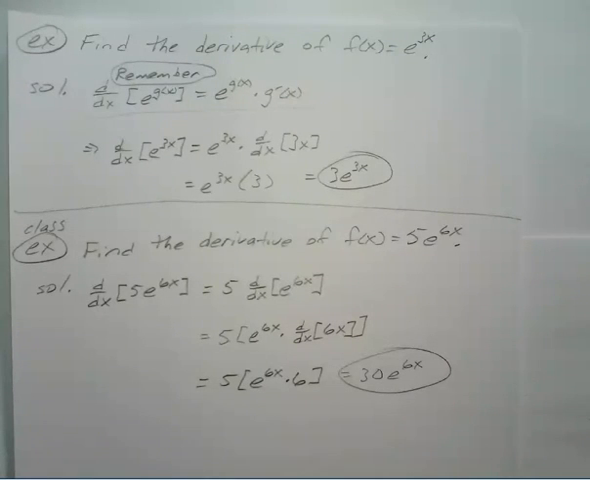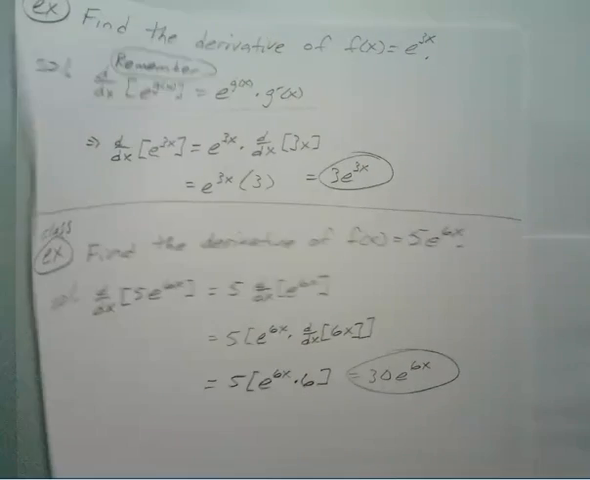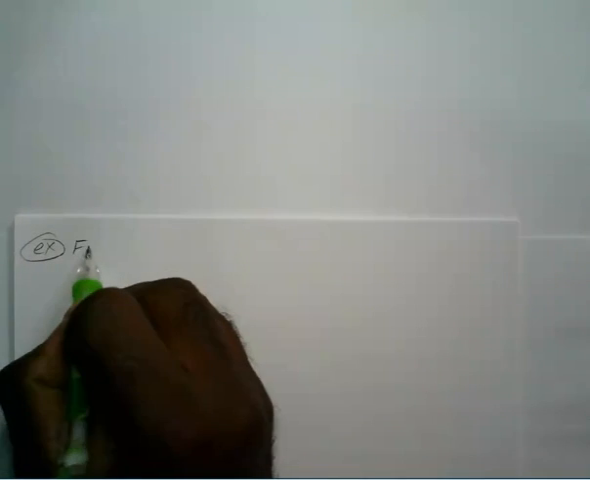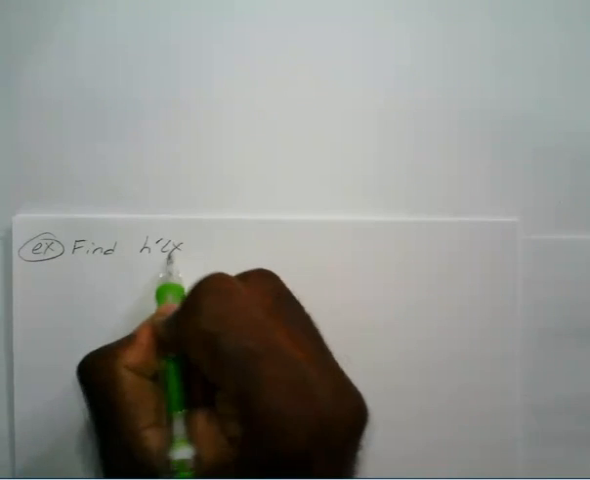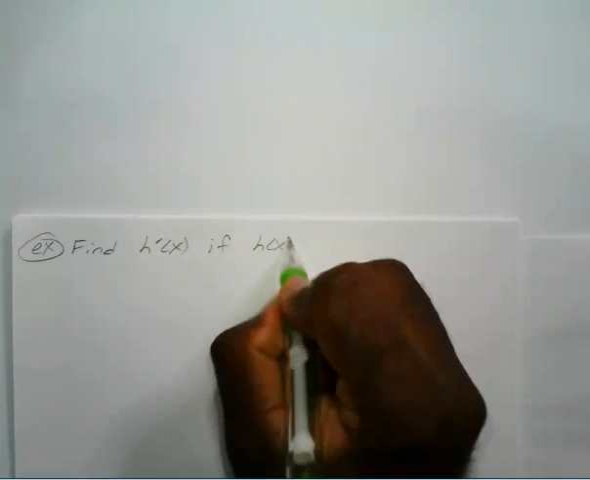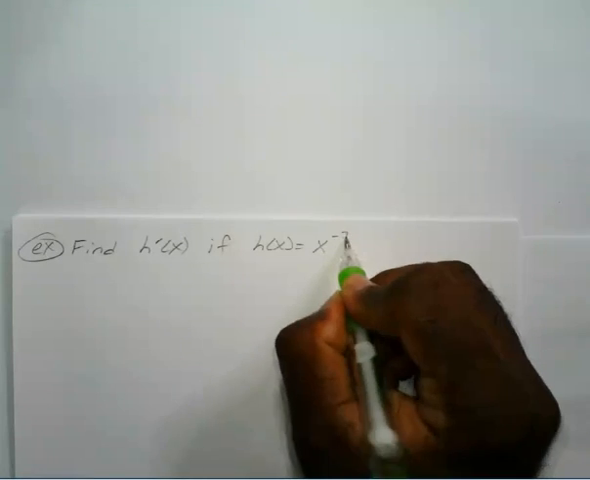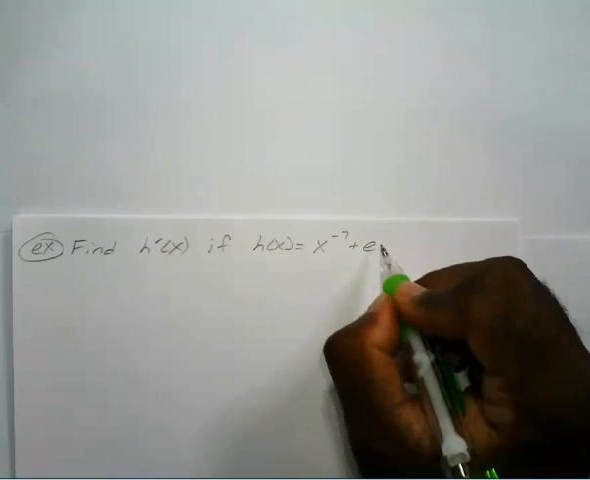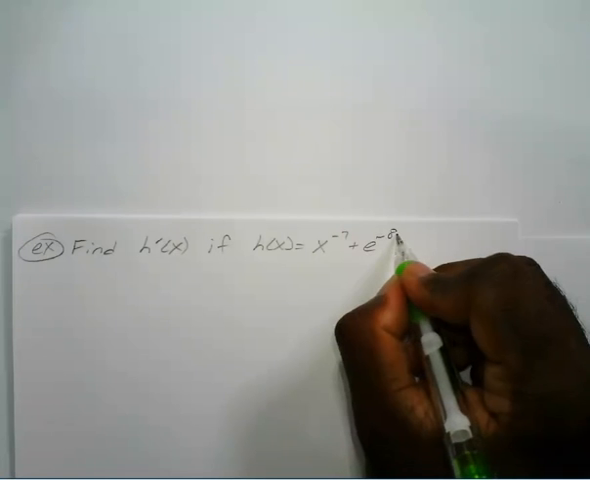Alright. If you are still writing, feel free to press pause, but we're going to do another example, just to make sure you see where the method is coming from. Let's say you want to find the derivative, h prime of x, if h of x is equal to x to the negative 7th power plus e to the power of negative 8x.